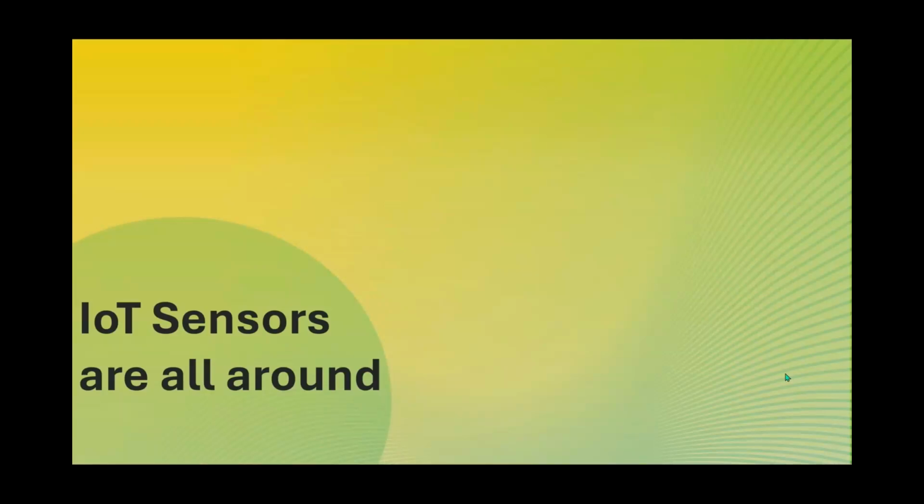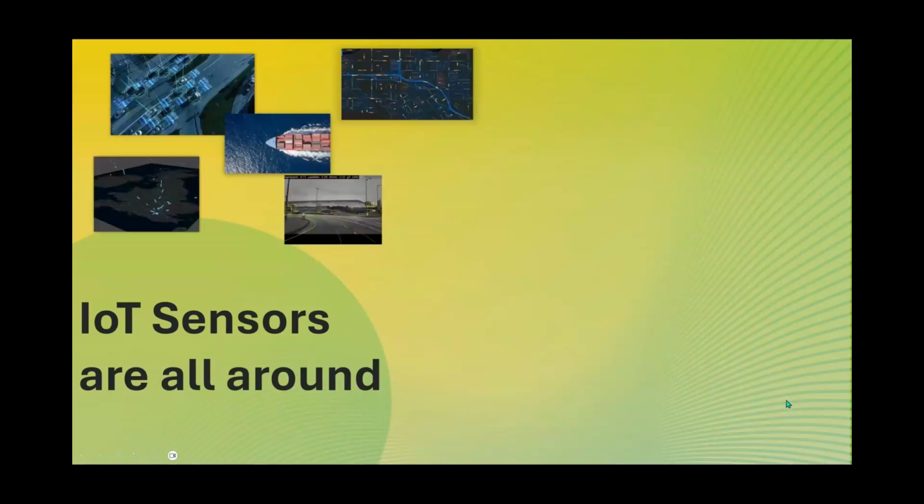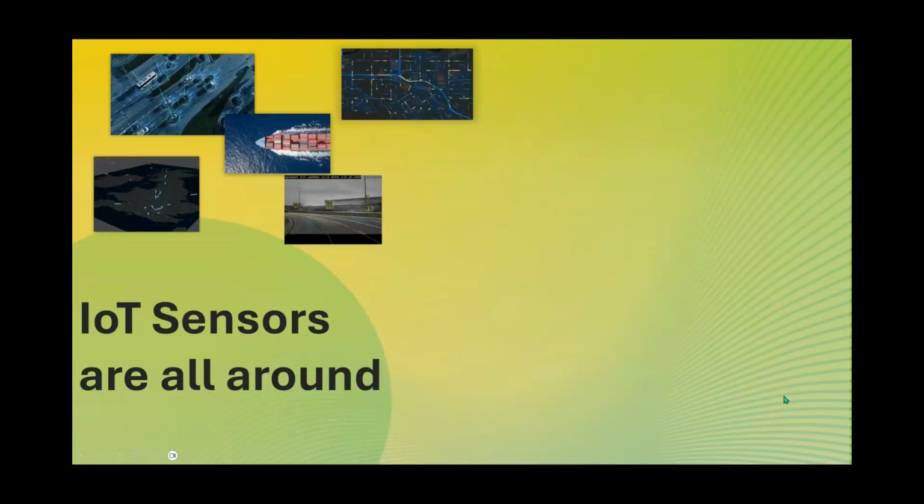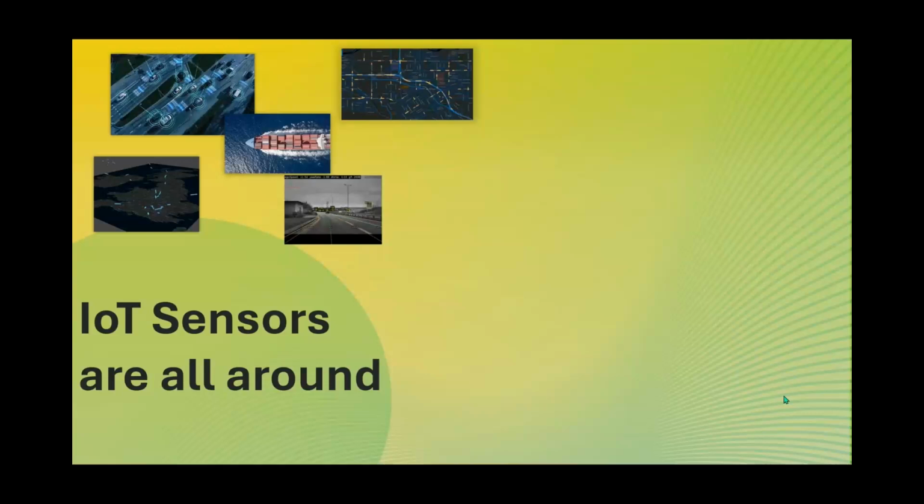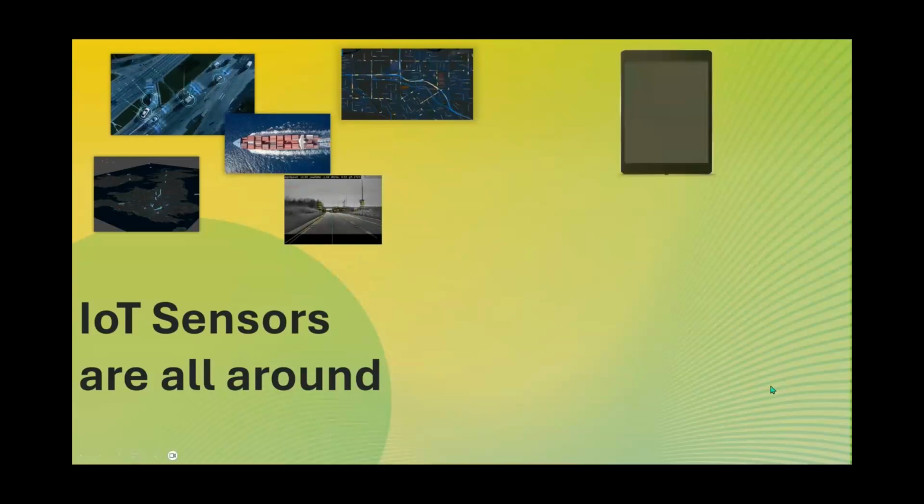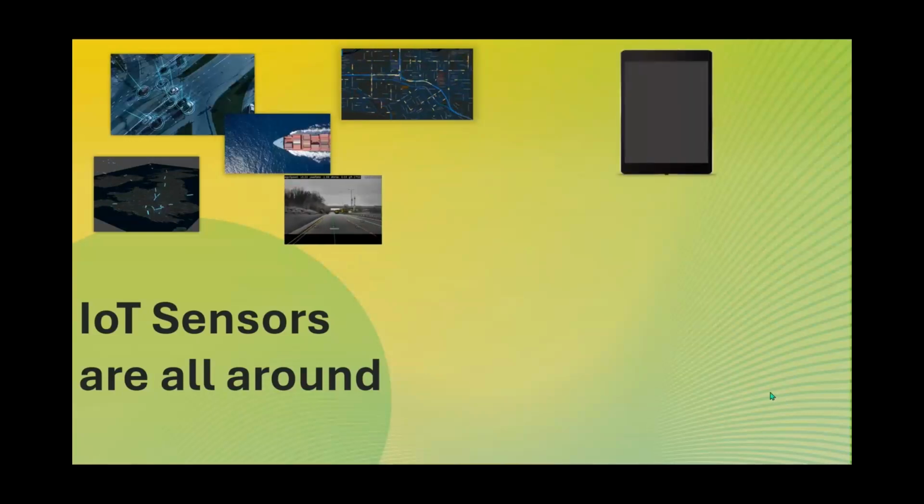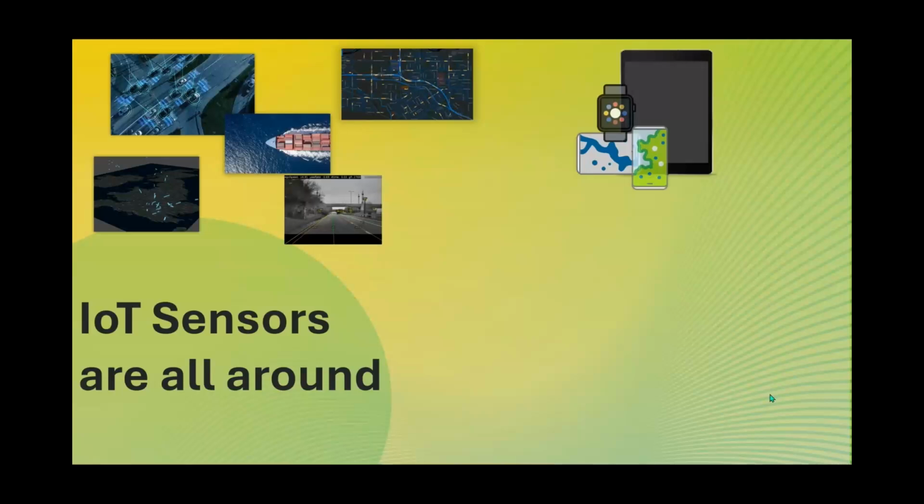What kind of things could it be? Well, frankly, it could be a whole host of different things. It could be sensors on vehicles, such as cars, boats, or planes. It could be sensors on smartphones or smart gadgets that we're carrying around every day, or even smart watches that we wear on our wrists.